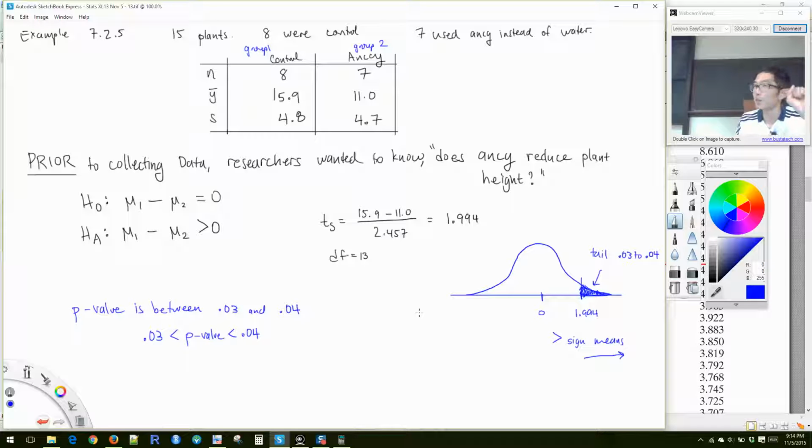All right. So what is the conclusion we make this time? Let's say our alpha is 0.05. Our conclusion is we reject the null hypothesis. And we say we do have evidence that ANSI reduces plant height.